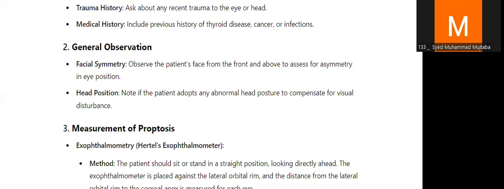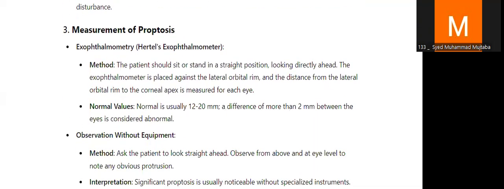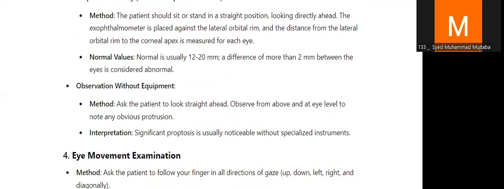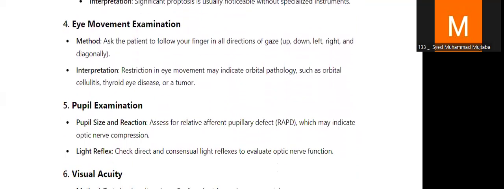However, if you don't have this device, then using a simple scale, you need to measure the protrusion of the eyes, and if it is greater than 20 millimeters, this means that the eyes have protruded and the person is suffering from proptosis. Once again, you will be doing the extraocular movement test, and you will tell the person to follow your finger in the direction of gaze, making an H pattern. Now, you will be doing the pupil examination.